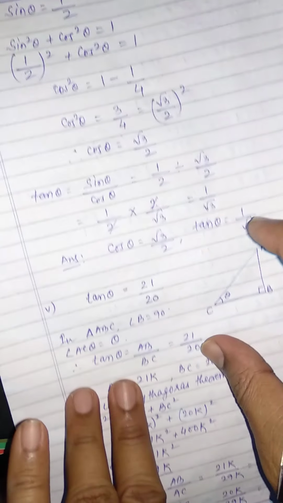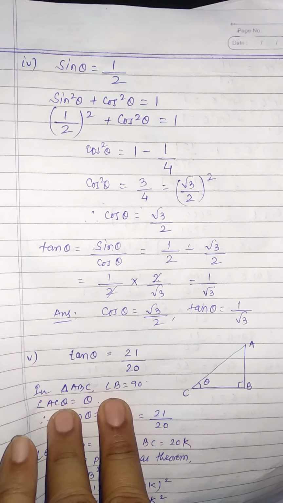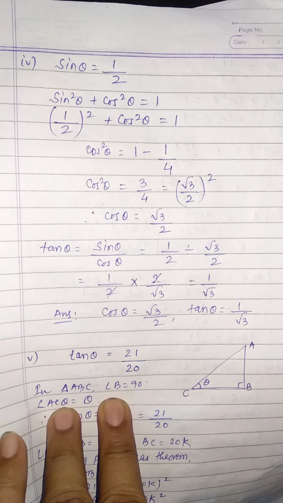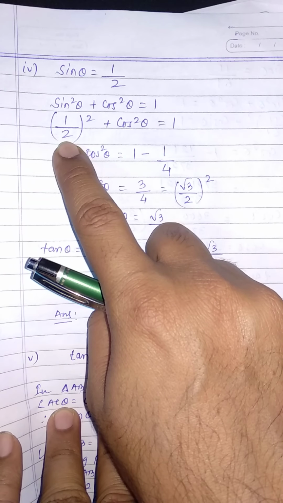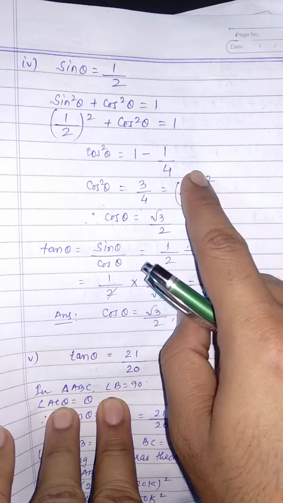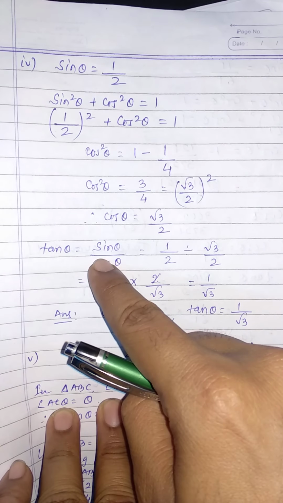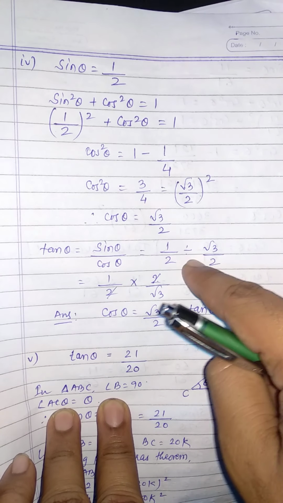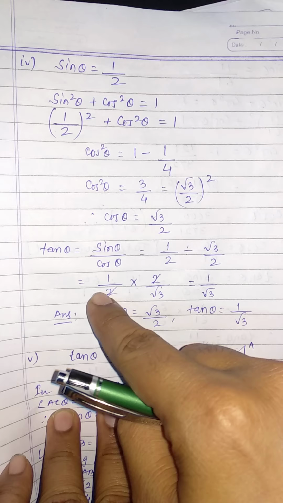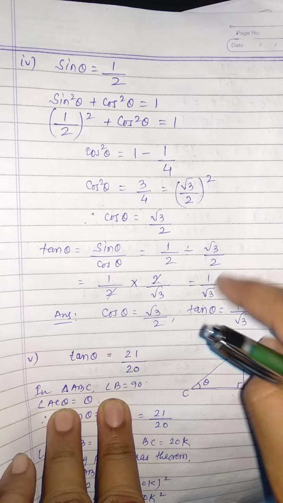Okay, you can see the sum here. Sine square theta plus cos square theta is 1. So I have substituted the value here of sine theta. After simplification I get cos theta. Then use the formula tan theta is sine upon cos, that is 1 by 2 divided by root 3 by 2. Simplifying this expression I get 1 by root 3. Okay.